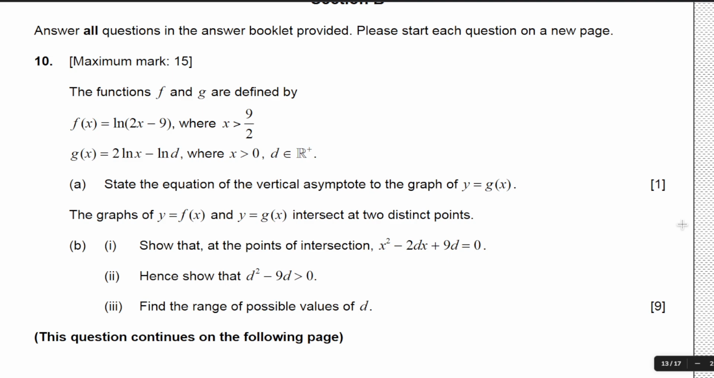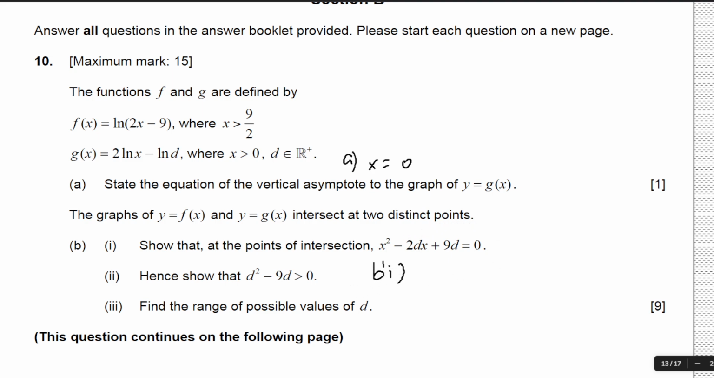Okay, so for a, we have to remember what a vertical asymptote is. A vertical asymptote is basically a straight line that is being approached by a function but will never touch it. We're given a clue here: x has to be greater than 0, and if we try to input 0 into x here, it doesn't exist. So since we know that, our asymptote is x equals 0.